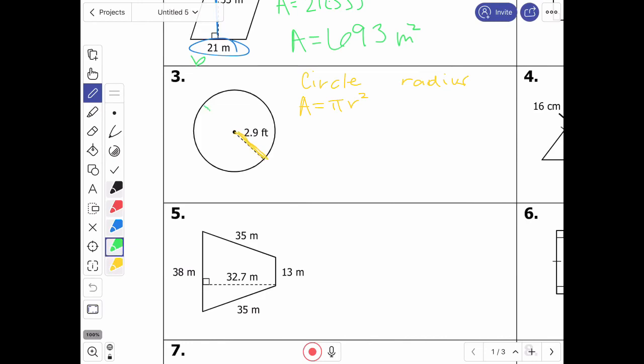And again, if I went all the way through the circle, if I were to cut this pizza in half, that would be the diameter. So green is diameter, yellow is radius. So radius equals 2.9. So my area formula would be pi times 2.9 squared. Okay? And that turns out to be 26.42 feet squared.